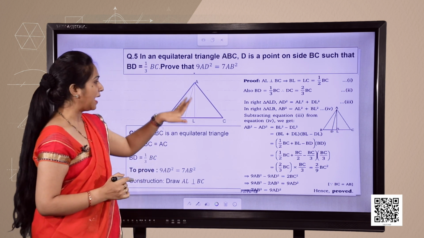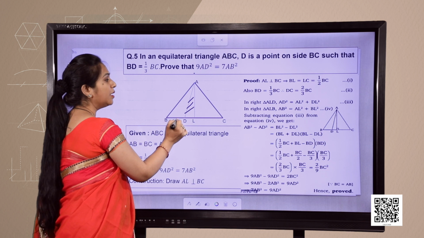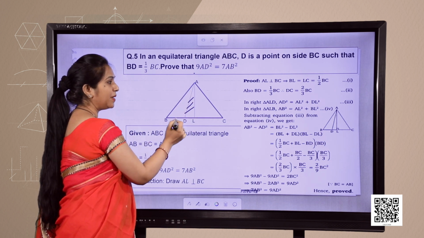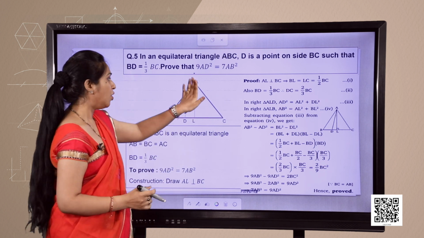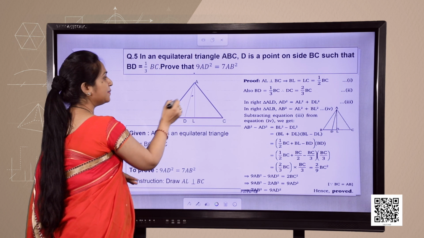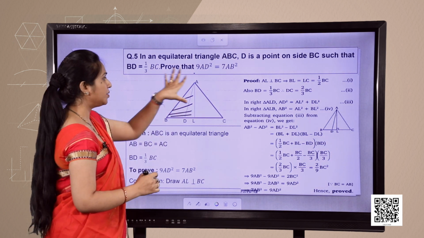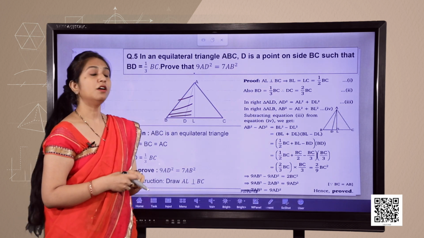So, when I am applying Pythagoras property in the small triangle ALD, what we can write? AD square is equal to AL square plus DL square, that is your equation number 3. And now, apply Pythagoras property in this big triangle. So, what you can write? AB square is equal to AL square plus BL square. So, that is your equation number 4.